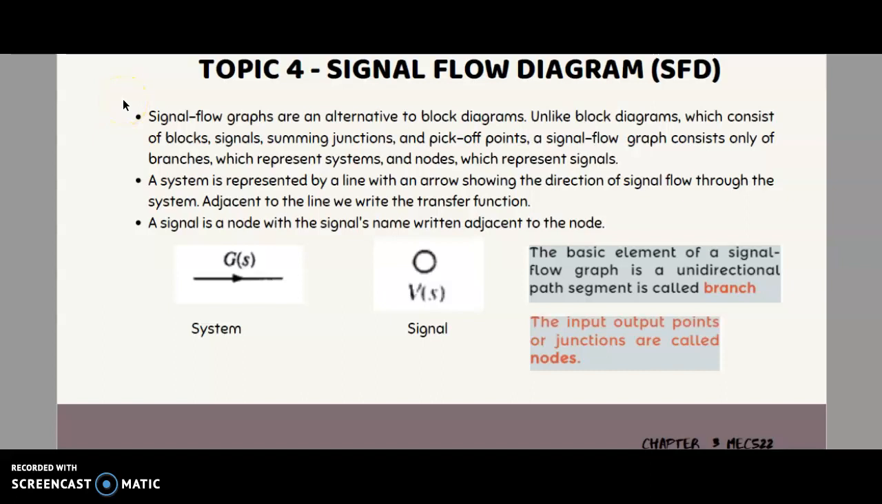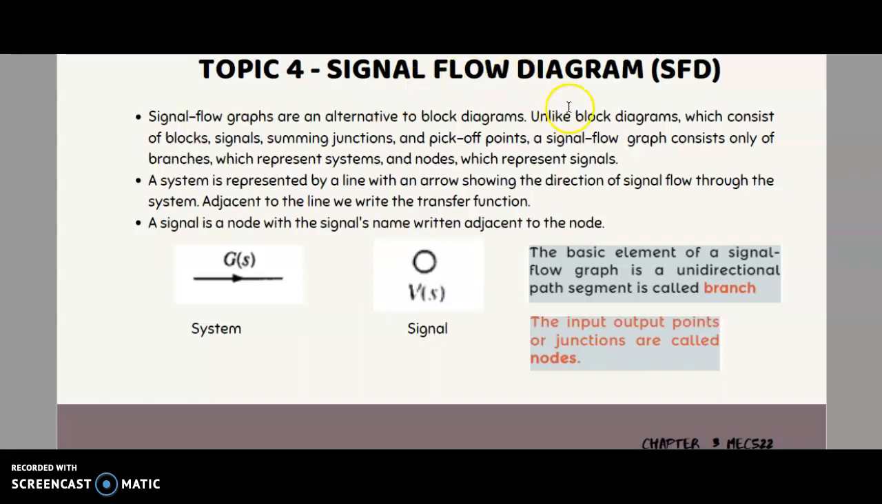Today our class focuses on the last topic in chapter 3, which we call the signal flow diagram, or SFD. Hopefully you understand all the subtopics in chapter 3, especially state space and block diagram reduction. Signal flow diagram is another alternative to find the transfer function.